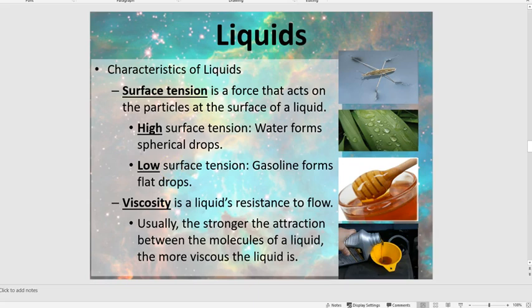Say viscosity now. Viscosity is a liquid's resistance to flow. If you look at the honey or the motor oil, if you try to pour motor oil out, it pours slower than water. If you've ever tried to get honey out of a container, it's very viscous, it's very thick, and therefore it doesn't flow very easily like water. So the more viscous a liquid is, the slower it flows, because there is a stronger attraction between the molecules of a liquid.